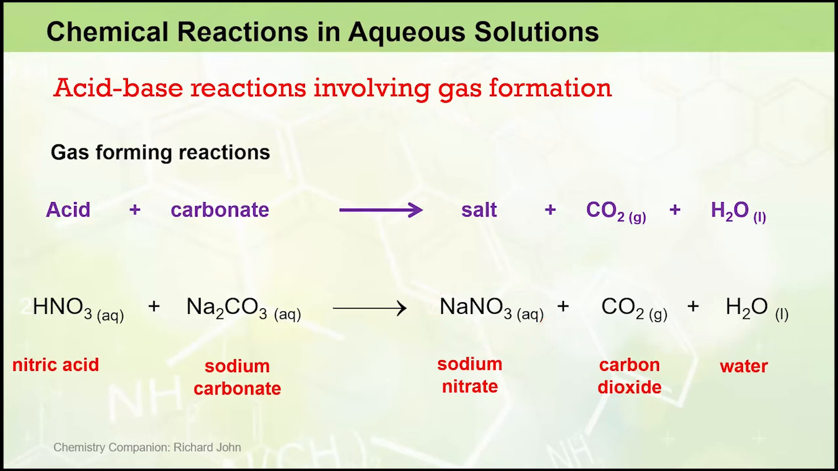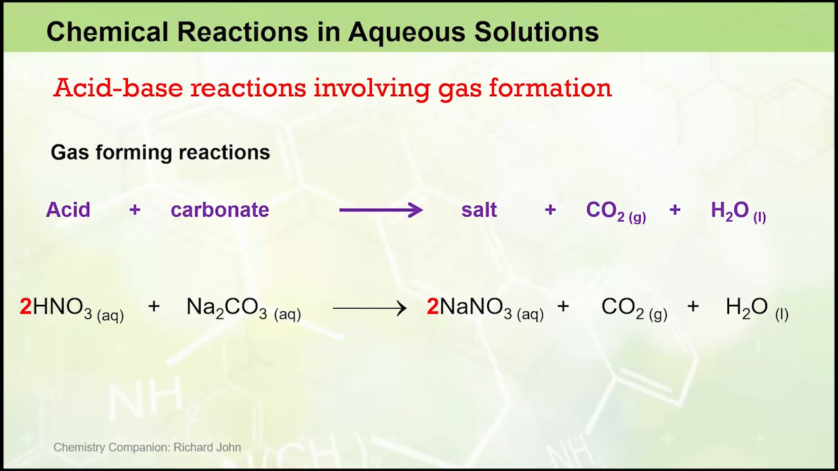By now we should be able to see that this equation is unbalanced, with 2 sodium atoms on the left-hand side and only 1 on the right-hand side. We also have only 1 hydrogen on the left-hand side, but 2 on the right-hand side. And we balance this equation by placing stoichiometric coefficients of 2 in front of the nitric acid and sodium nitrate to give 2 lots of nitric acid plus 1 lot of sodium carbonate produces 2 lots of sodium nitrate plus carbon dioxide gas and liquid water.